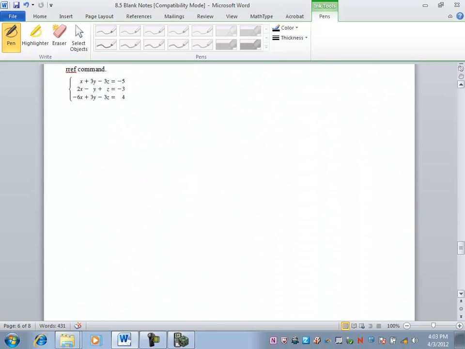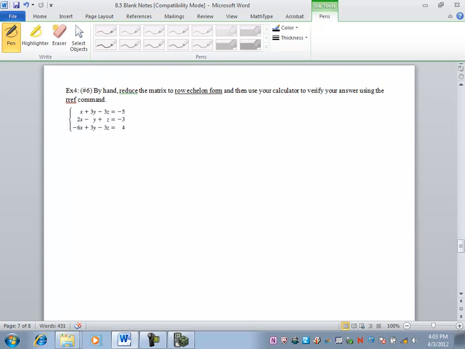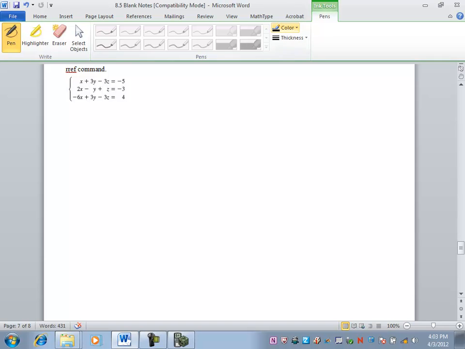So now, we're getting excited here. Let's take a look at a system with no solutions. Alright, and so once again we'll start this problem just like we started the past couple. We're going to write our augmented matrix. 1, 3, -3, -5, 2, -1, 1, -3, -6, 3, -3, and 4.